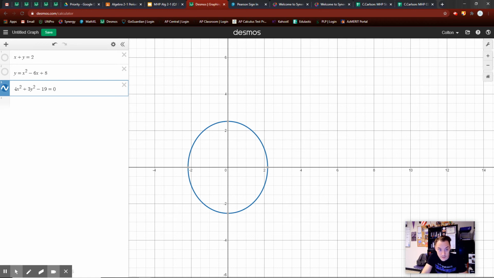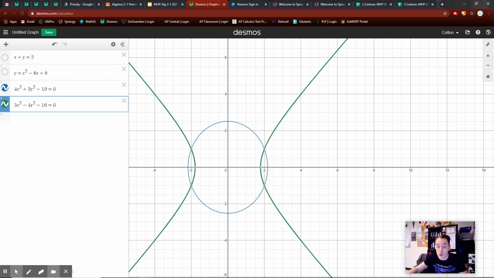Nice, kind of like an oval. All right, and now I have 5x squared, and then minus 4y squared. Wow, I want that. And then minus 16 equals 0. Oh, okay, this is awesome. You know why? Because in pre-calculus, this is what we call an ellipse, and this is what we call a hyperbola. Look at where they intersect. They intersect at the same points that we thought.